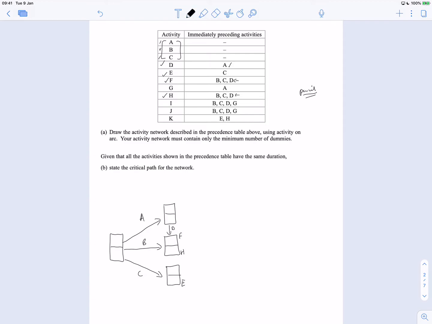And then I would have a dummy from C up to there like that. Now the reason I'm not connecting E to there is because E is not in these preceding lists. So I can't have E connecting up to there. So that must mean E is pointing out somewhere else. So just by that, I've got F and H done, and that's okay. Now if I look at G, G depends on A. So that means G is popping out of this one as well. So I've got a G popping out of there.